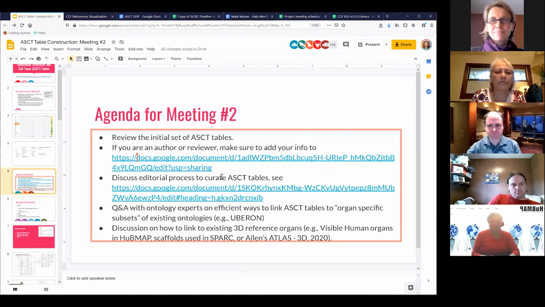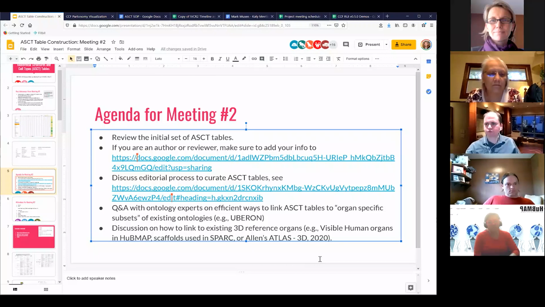We will then also discuss the editorial process to curate those tables. This is a first draft, and so we would welcome your feedback on it. I think it's a very unusual type of scholarly output. It's not data, it's not code, it's not a publication, it's a table structure that will evolve over time. We also have a number of ontology experts joining today, and we will discuss how to best link those tables to existing ontologies, for instance, Uberon. And if there is time, and I hope there is, we will discuss how to link these tables also to the 3D reference organs, such as visible human organs in HubMap or scaffolds used in Spark or Ellen's Atlas 3D, which came out just recently.